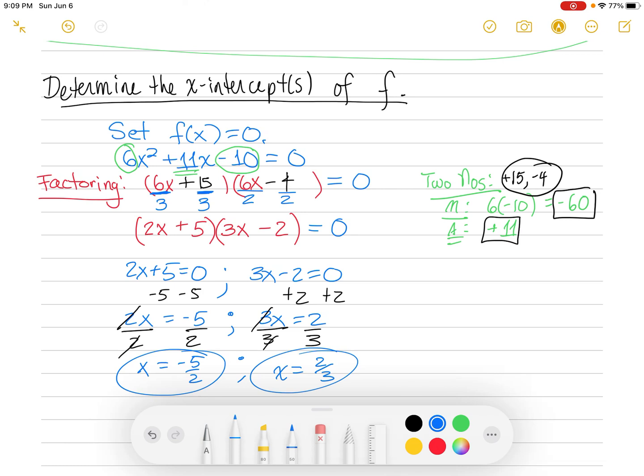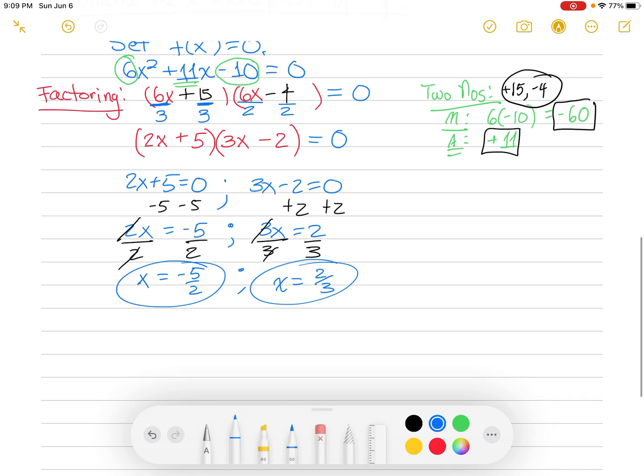So that means the graph of your function is going to hit the x-axis at negative 5 halves, or you could say negative 2.5. And it's also going to hit the x-axis at positive 2/3. So this is the factoring technique for solving this quadratic equation. Now the other technique we could use is called the quadratic formula. So alternatively, you can use the quadratic formula.